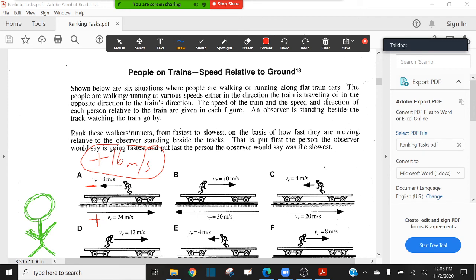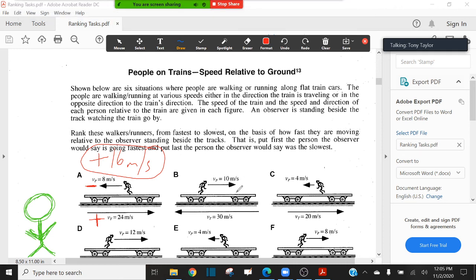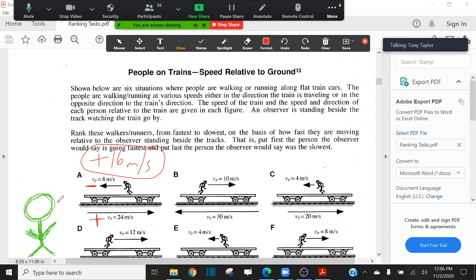Okay. So let us look at situation B here. This person in green sees the train moving at 30 meters per second in that direction toward the west. So again, from the point of view of the person in green, the train is moving at 30 meters per second. Now, from the perspective of the floor of the train, this person is running at 10 meters per second relative to that train. So the question is, how fast is this person moving relative to the person in green? From their perspective, how fast is he moving?